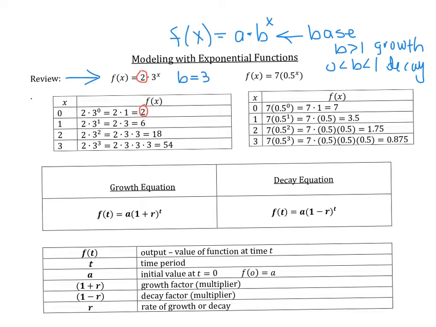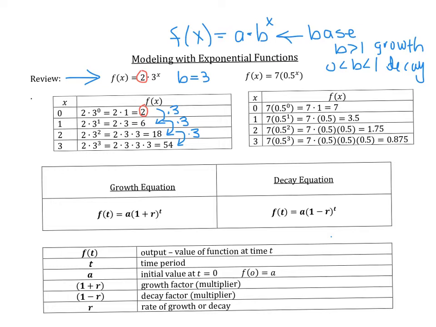And then every single time you increase x by 1, you multiply the previous value by 3. That's why 3 is called your multiplier. So 2 times 3 is 6, and 6 times 3 is 18, and 18 times 3 is 54. That's why it's growth, because every single time you increase x by 1, you're multiplying by 3. So that thing is tripling every single time. And this just shows you what the math is doing.